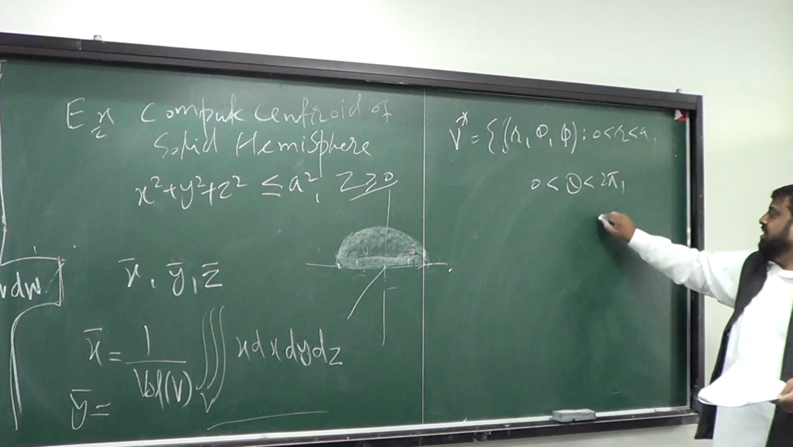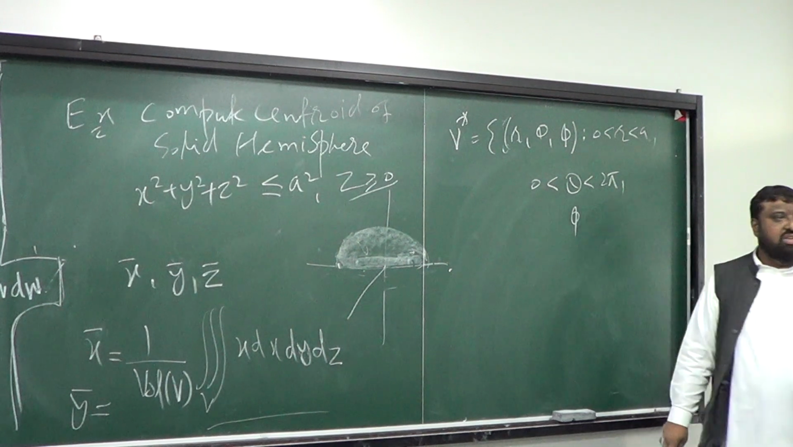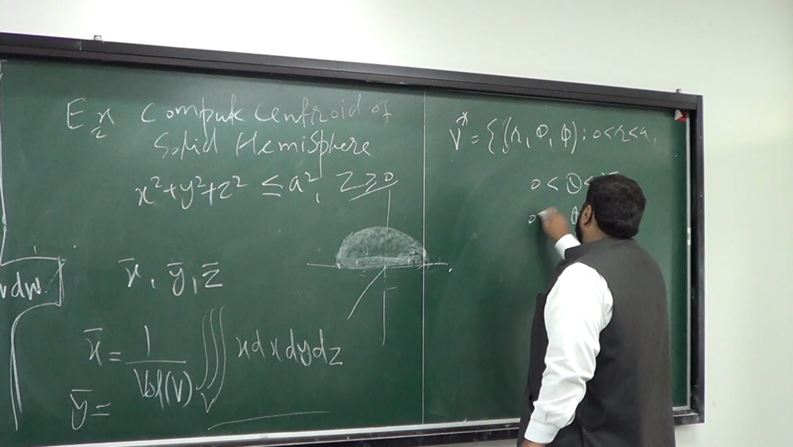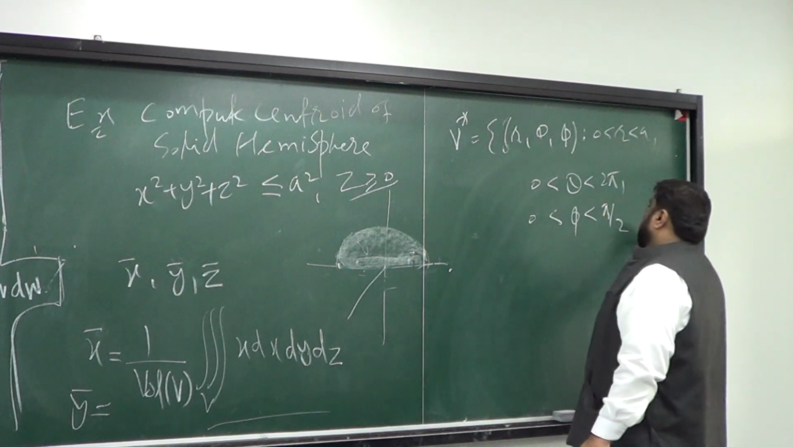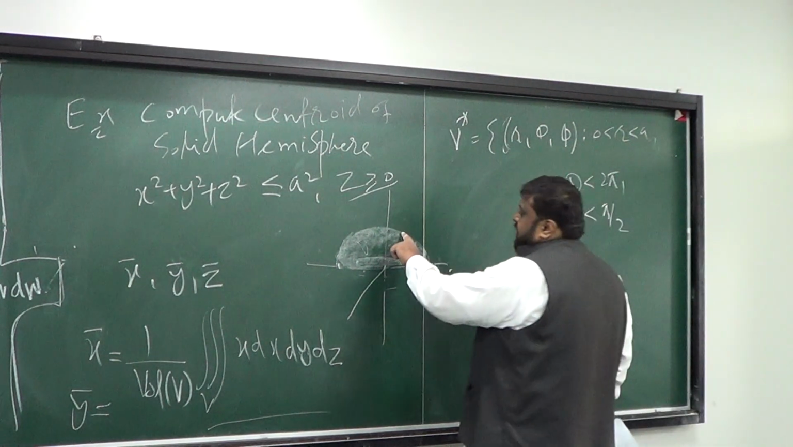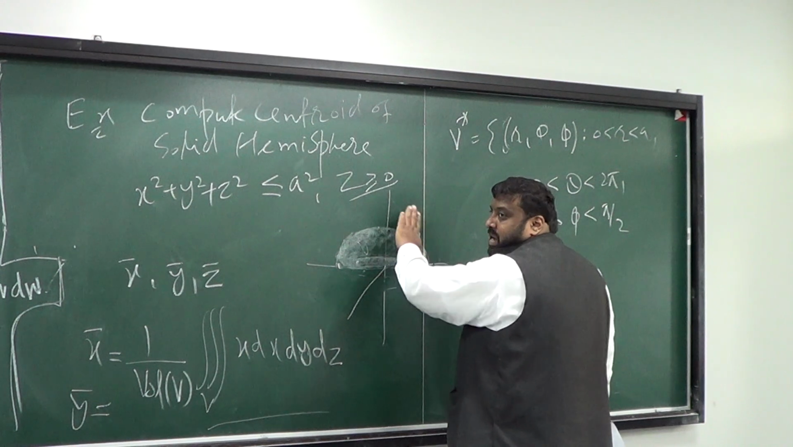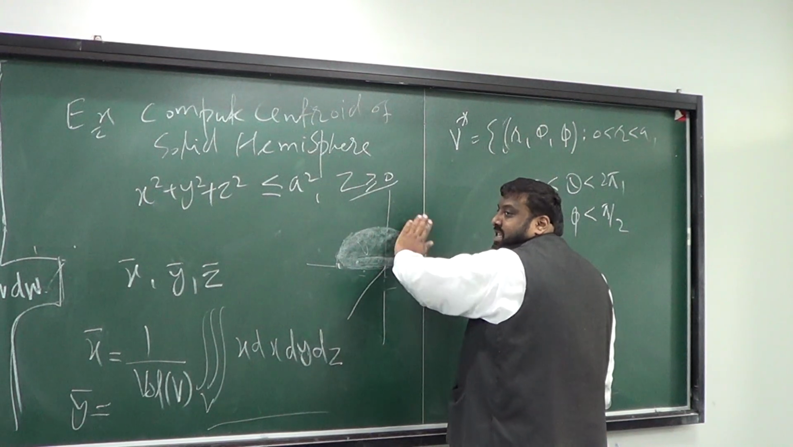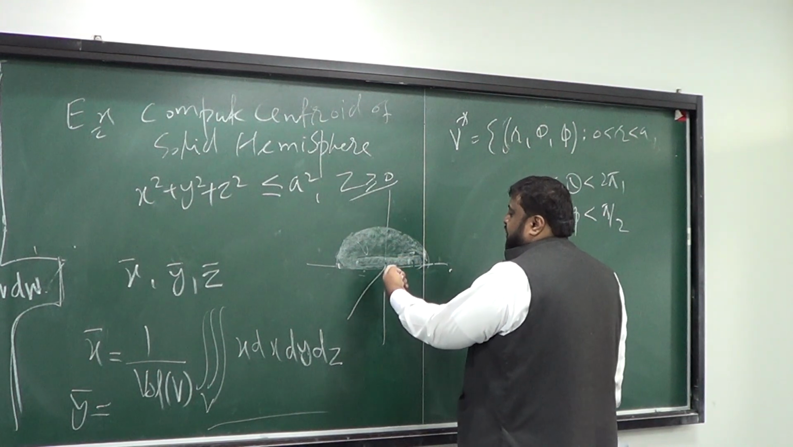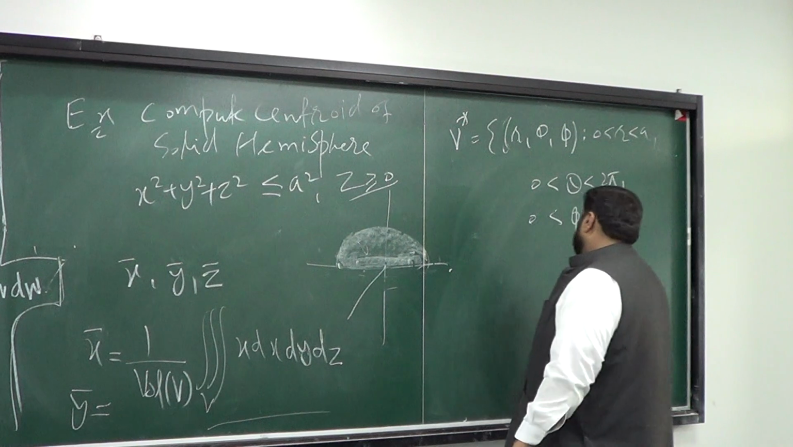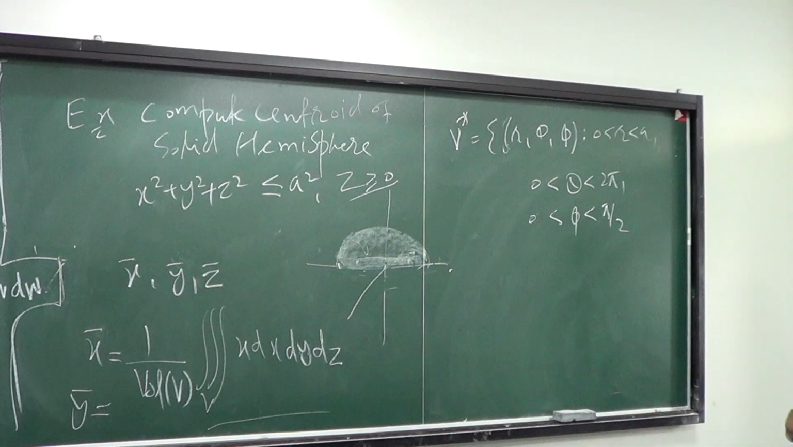And how about phi? It's not going to be minus pi by 2 to pi by 2, because then it's going to be the entire sphere. So 0 to pi by 2. So in other words, if you are moving to any point on this hemisphere, you don't have to go beyond pi by 2. You can always reach this point by moving some angle less than pi by 2. So 0 to pi by 2 would be enough.